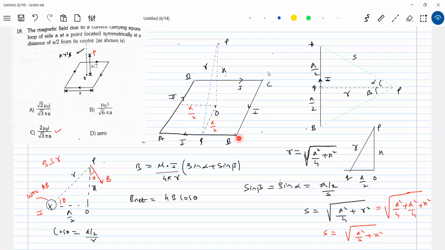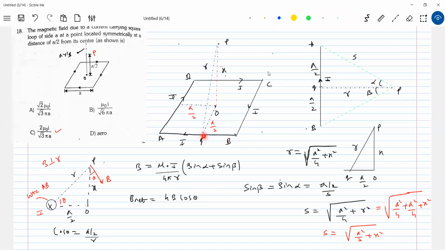Draw the triangle APB, and these are the lines joining the point P with the ends. They will make angles with the perpendicular distance R. So that is the alpha and beta that you have to substitute in the formula. This is the one thing.